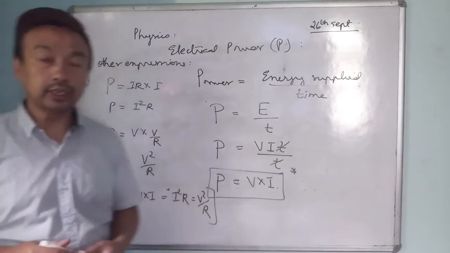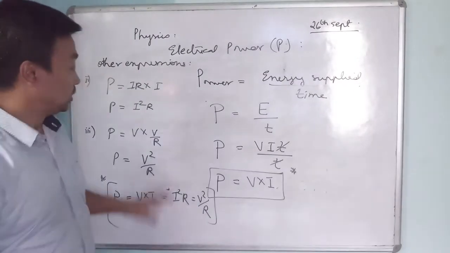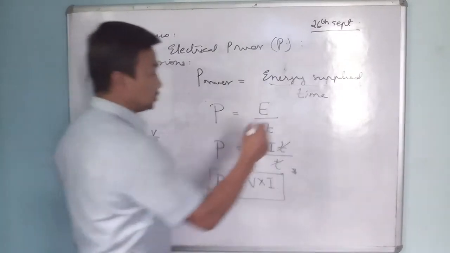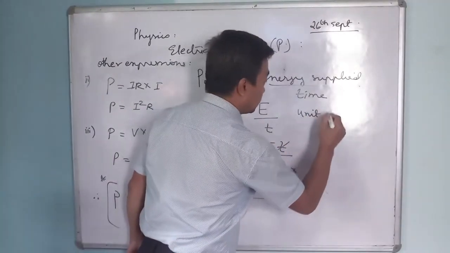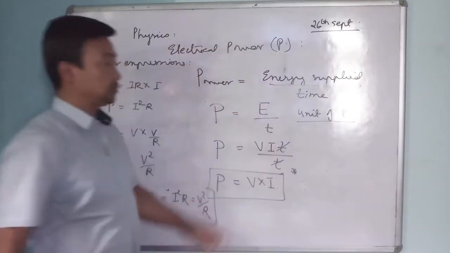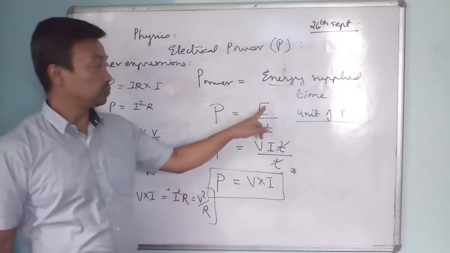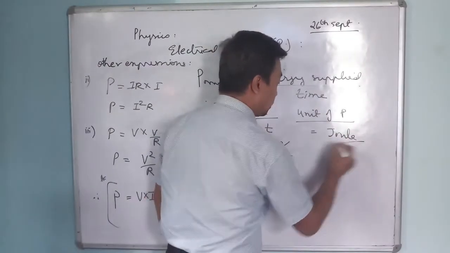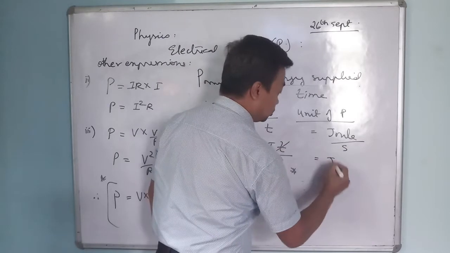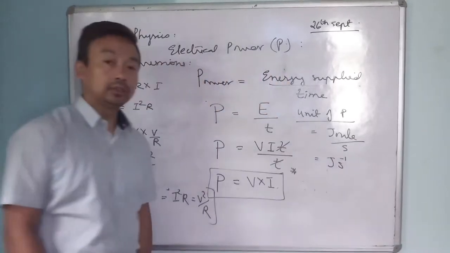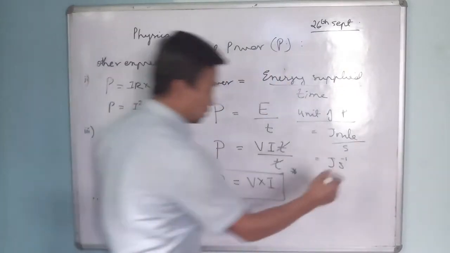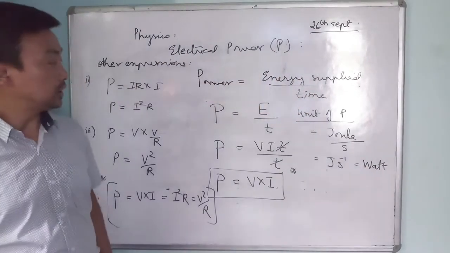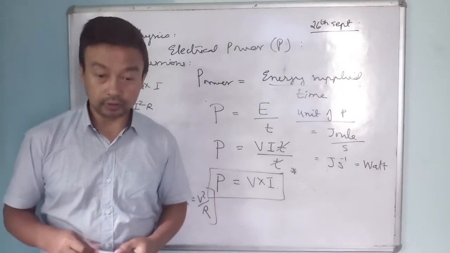Okay, so these are the three expressions for the electrical power, and we already know the unit of electrical power. If you look at the first formula, it is energy, that means joule, divided by time, which is second, so it is joule per second. But this joule per second is also written as watt, W-A-T-T. Therefore, the SI unit of electric power is watt.